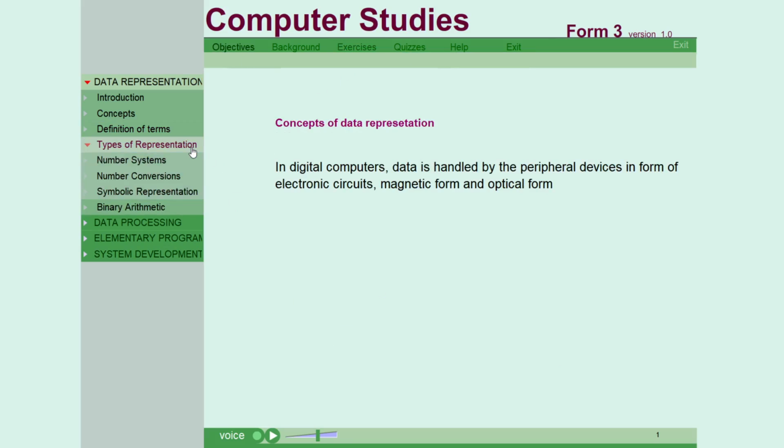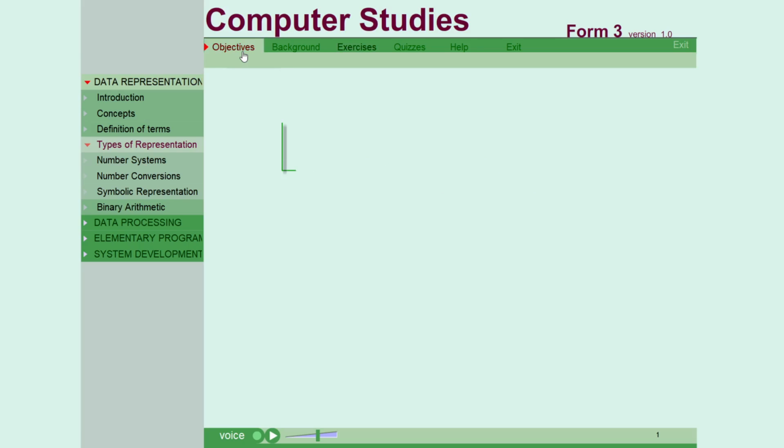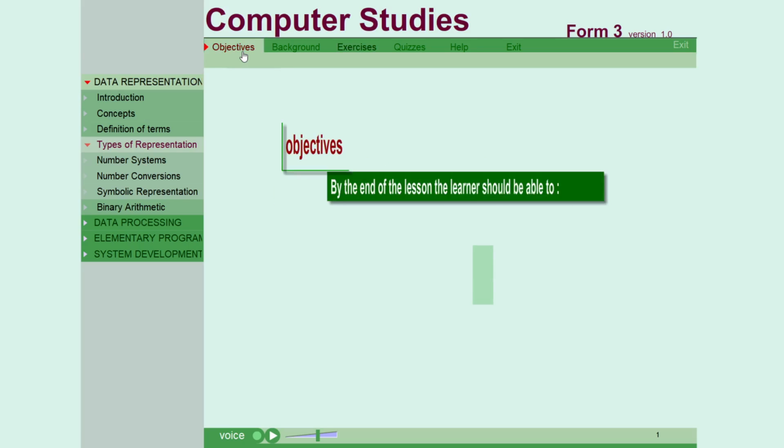In digital computers, data is handled by peripheral devices in form of electronic circuits, magnetic form, and optical form. By the end of the lesson, the learner should be able to explain the types of data representation.